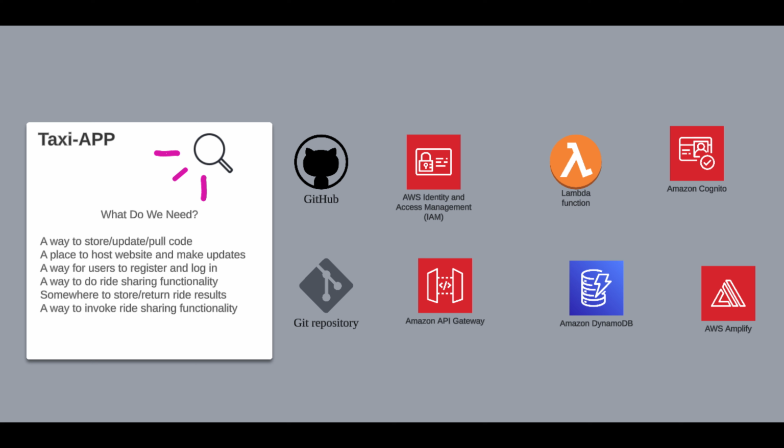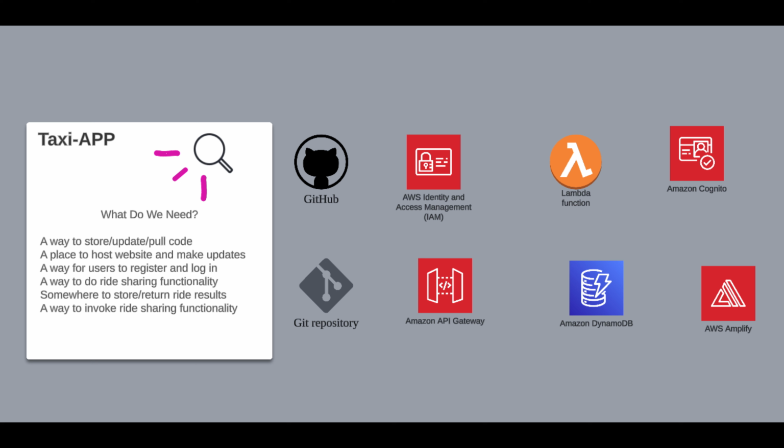To make this taxi app, you are going to need VS Code. I didn't include the icon for VS Code in the image above, but VS Code is going to be our code editor. We are going to be editing in VS Code, and then we push to our GitHub repository. When we push, that's the way we store, pull and update our code.